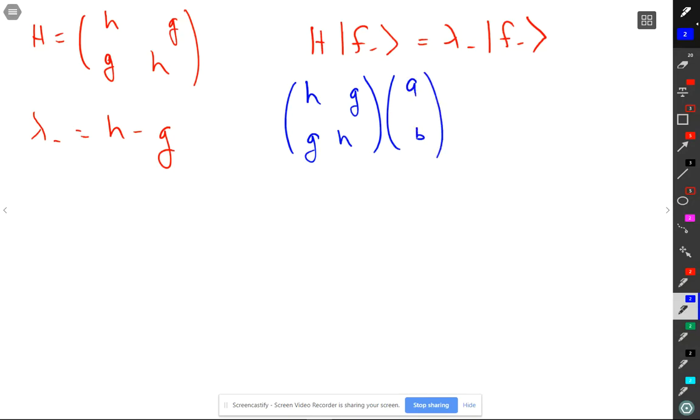I wrote out my matrix for the Hamiltonian, and for now this is my F minus. I still used A and B. I could have used C and D. Here, let's use C and D. That way it doesn't look like I'm reusing things. They were just dummies, constants. So I wrote out the left side. What's the right side going to look like?